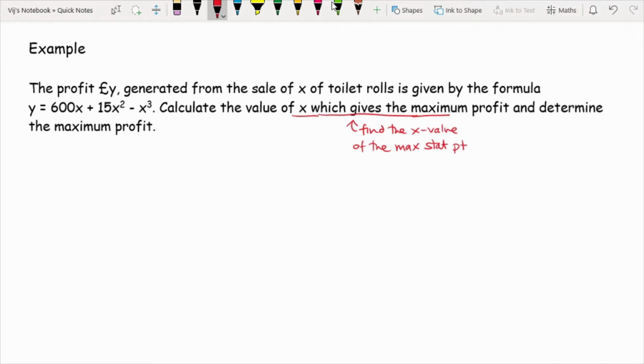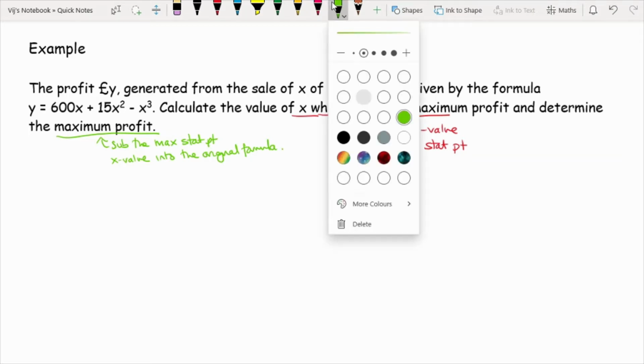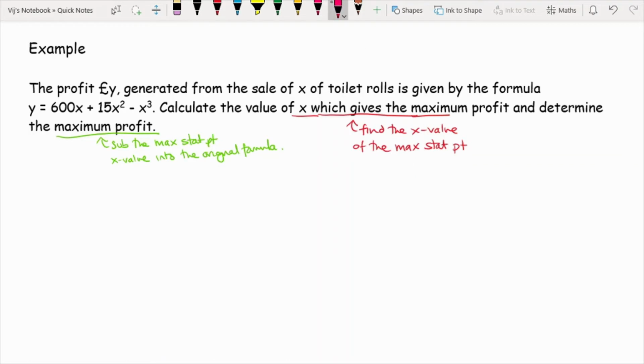And also in the last part, which is to determine the maximum profit, what I then need to do is sub the max stationary point x value into the original formula, and that's what our step is going to be. So let's select a different colour pen to get started with. Let's go for pink. Right, so from this, the first thing we need to do is to find our differential.